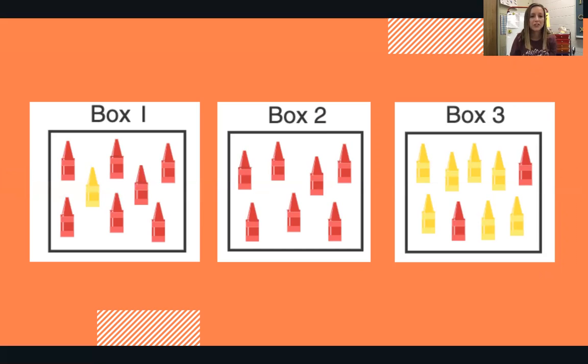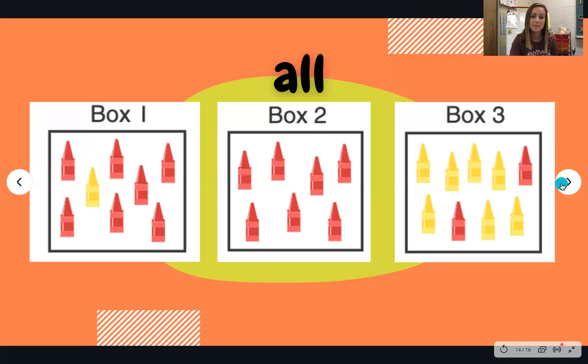All right. Let's talk about one more thing together. What if I asked you to find the box that has all red crayons? The word all means that every single one of them needs to be red. There cannot be any other colors there. Well, box 1 has a lot of red, but look, there's still a yellow. Box 2 is the only one that has all red crayons.